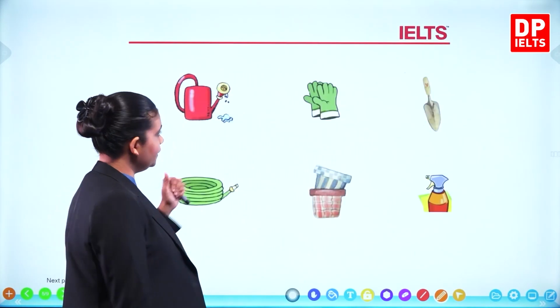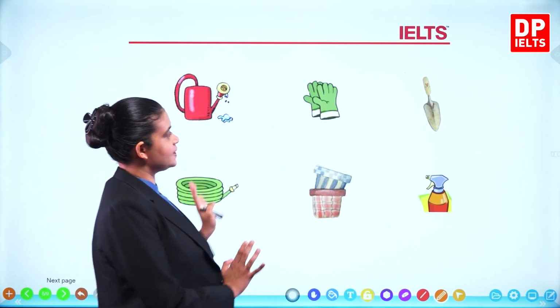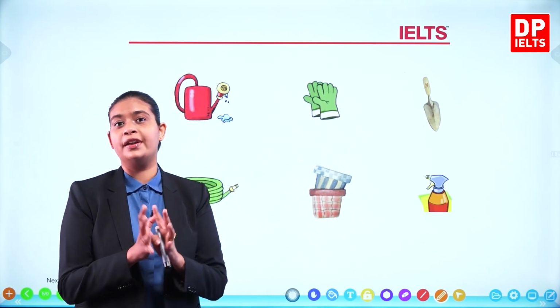You have more pictures to guess, right? What are these pictures? Now you have 6 pictures here, and what are they?